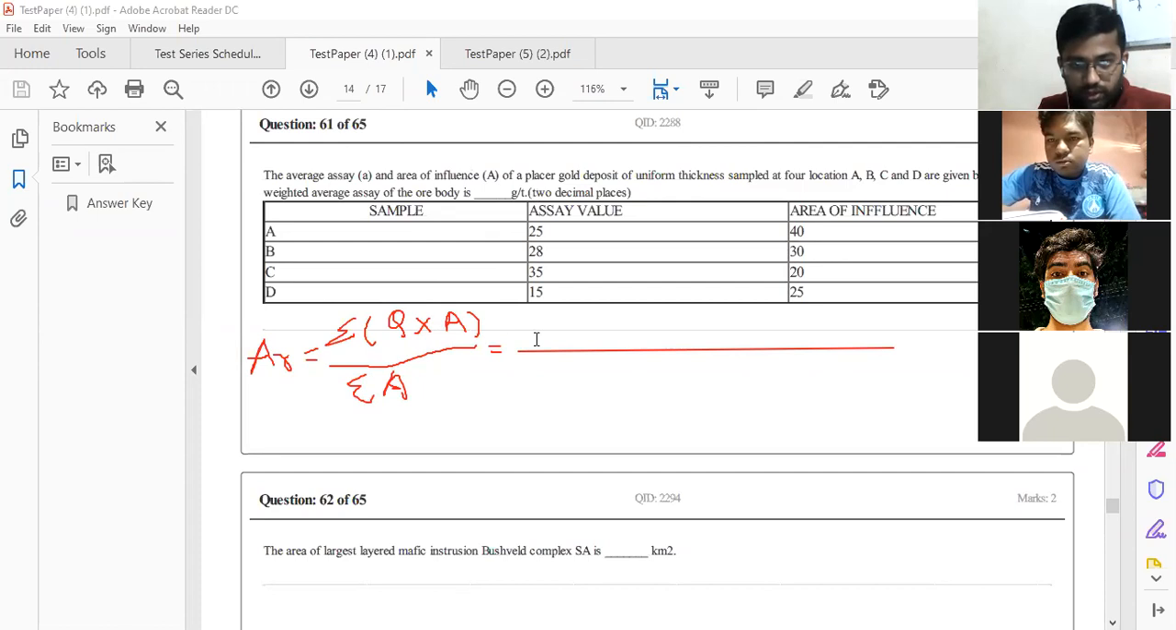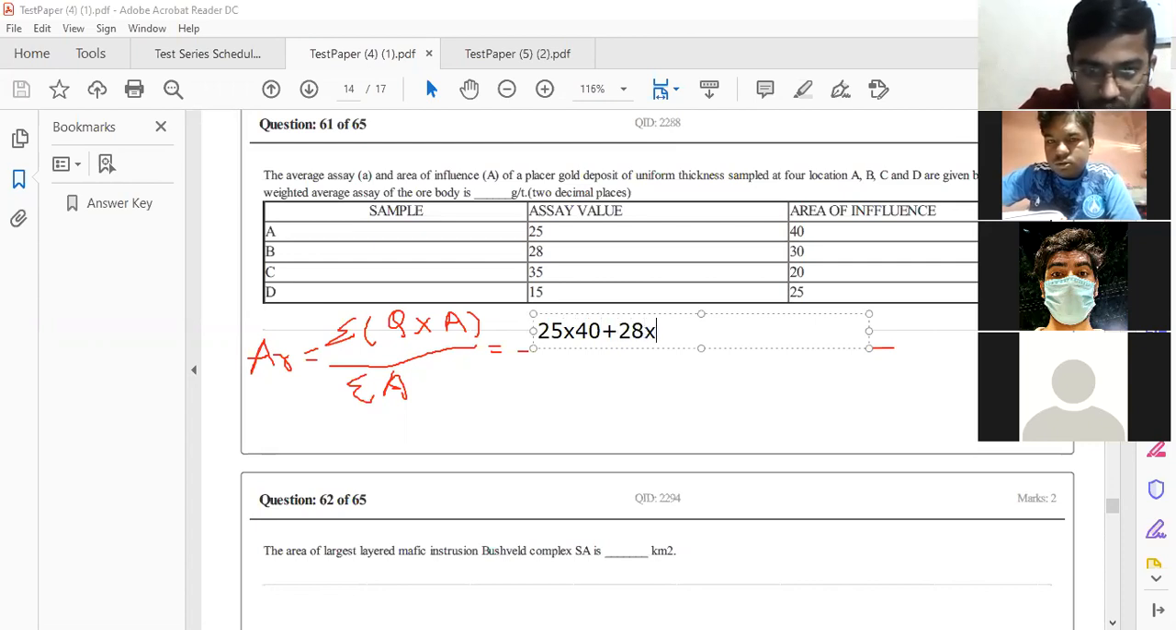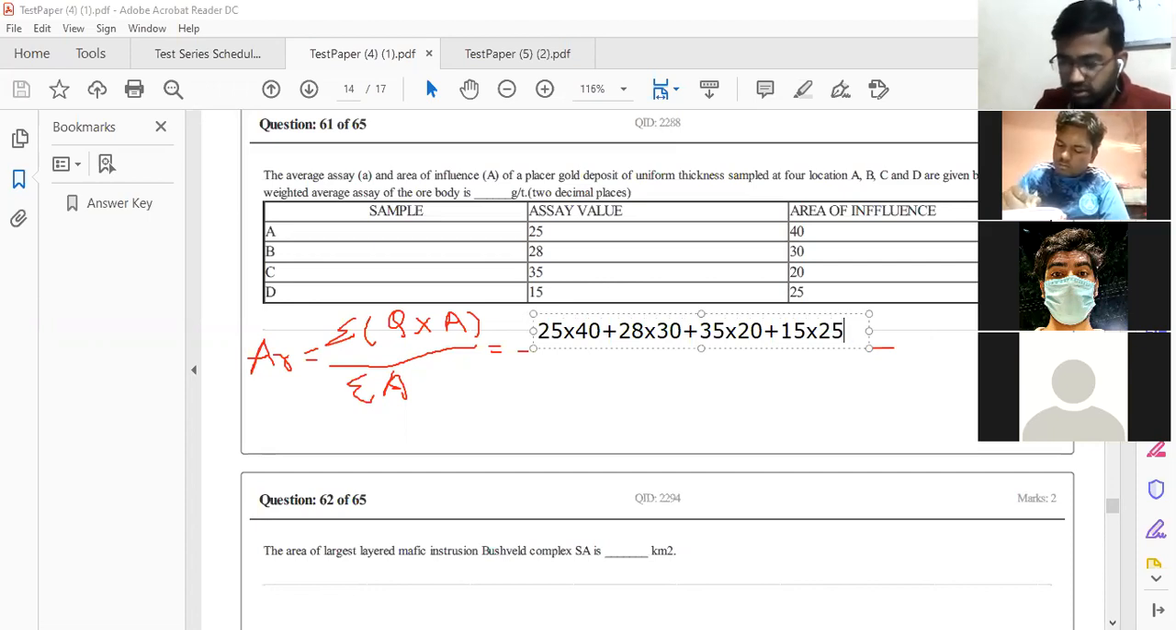The summation of Q into A. Okay, the assay values multiplied by area. So 25 multiplied by 40, plus 28 multiplied by 30, plus 35 multiplied by 20, plus 15 multiplied by 25. Correct? And divided by summation of A. A means here area.